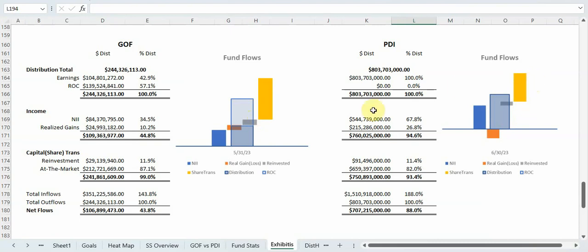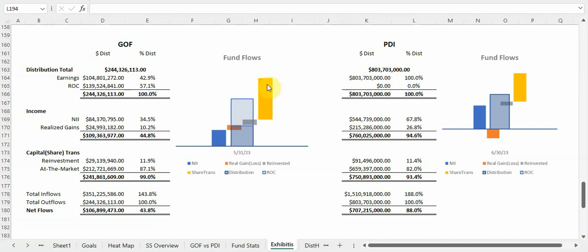Now, GOF ended the period with total inflows equal to 143.8% of their distribution payout, minus the distribution, that left them with a net inflow of 43.8% to carry forward to future periods. PDI earned in excess of 88% over their paid out distributions to be carried over into future periods. Okay, now some warning signs that your future distribution from either of these funds might be in jeopardy.